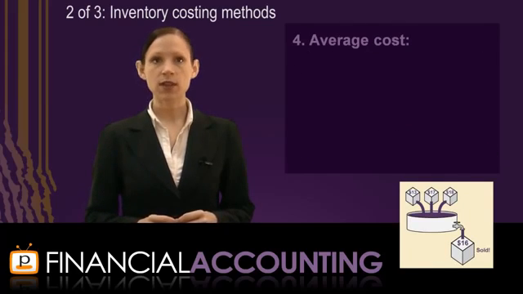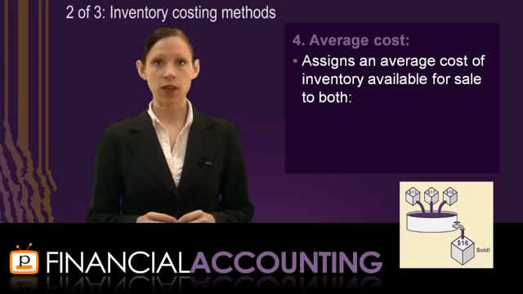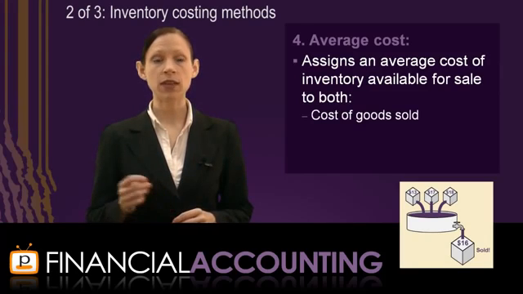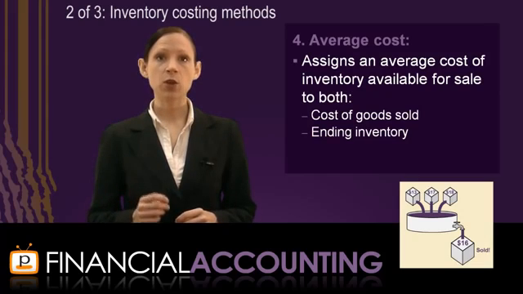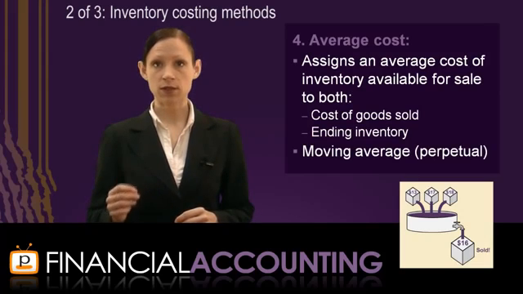The average cost method assigns an average cost of the inventory available for sale to both cost of goods sold and ending inventory. Under the perpetual system, the average cost method is known as the moving average cost method.